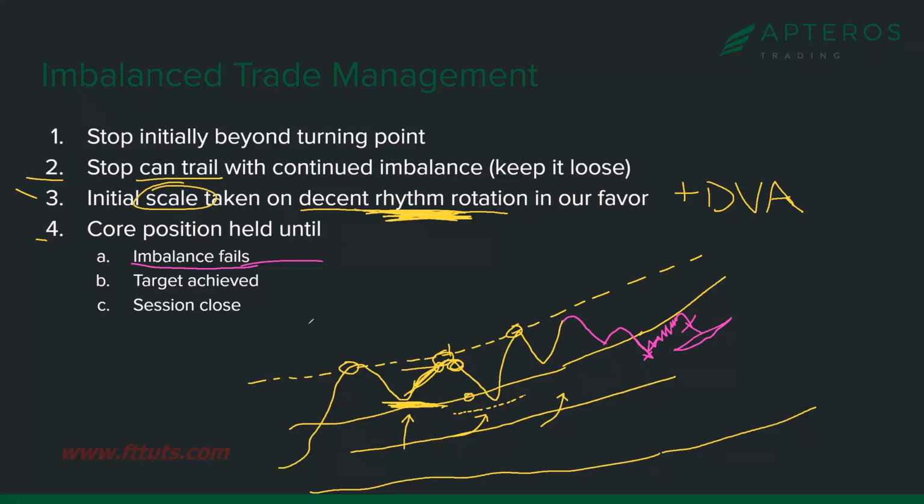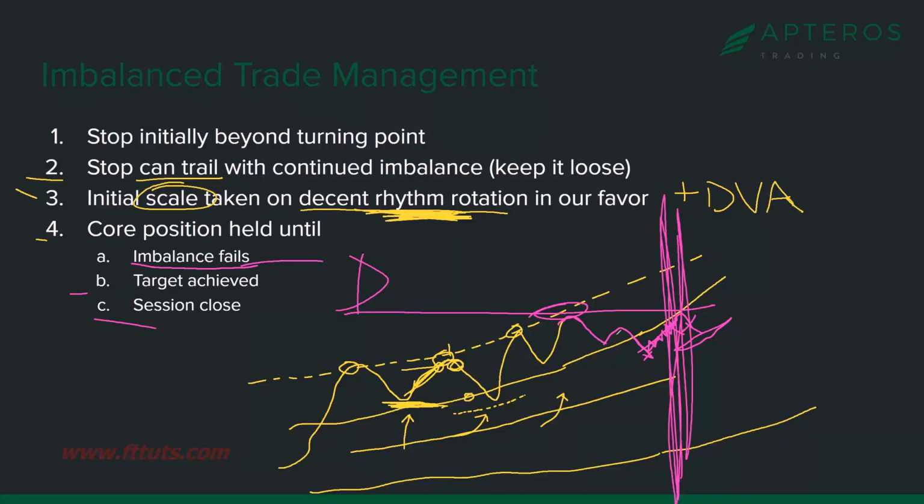So the imbalance could fail on us. That's where we get out of the trade. The target could get hit, right? We could have our destination area up here and you get your target hit or close enough to it and the momentum starts to turn. Call it. Thank you, come again. Or the session could simply close if you're a pure day trader. Session's done. Imbalance was still going, but okay, well, I'm off to enjoy my life. I'm not going to sit here with overnight risk necessarily, unless you wanted to swing trade it, right? But that's a different topic for a different day.